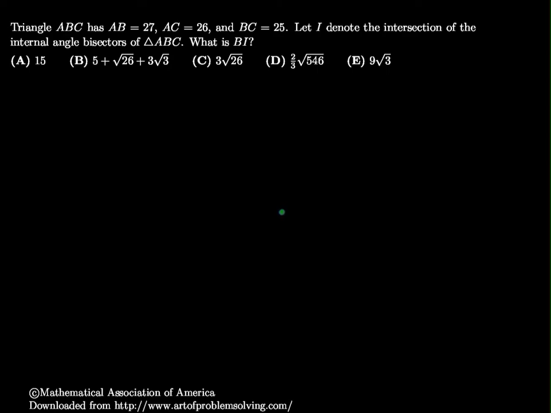Okay, 2012 AMC. This is problem 18 from the AMC12A. It says triangle ABC has AB equal to 27, AC equal to 26, and BC equal to 25. Let I denote the intersection of the internal angle bisectors of triangle ABC. What is BI?